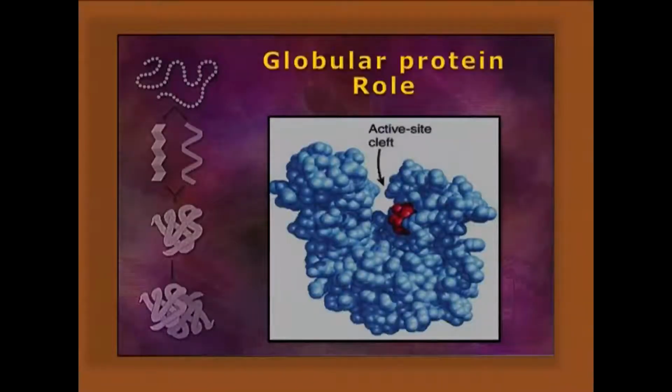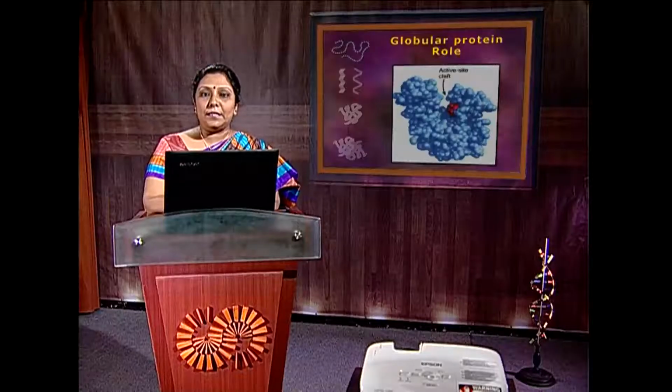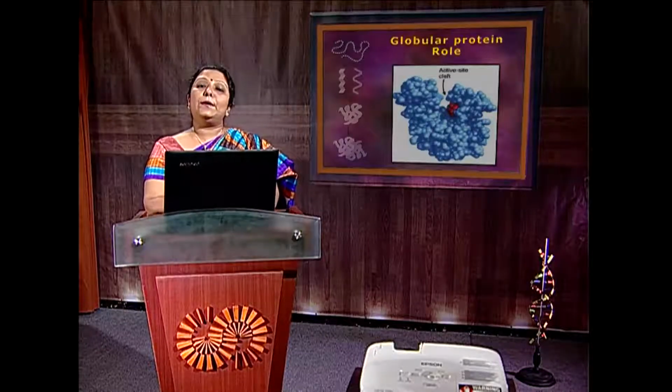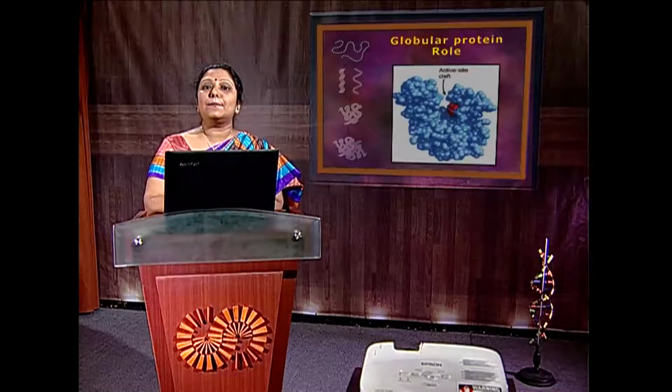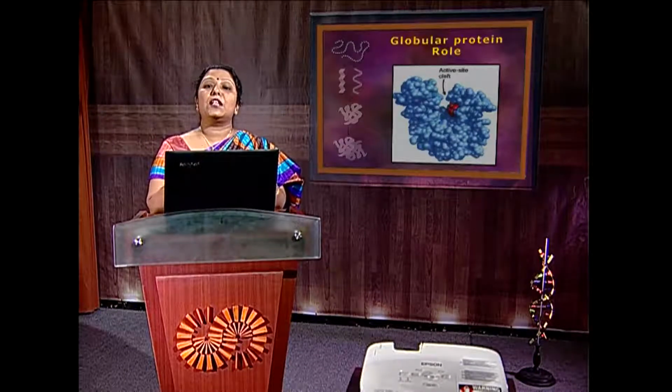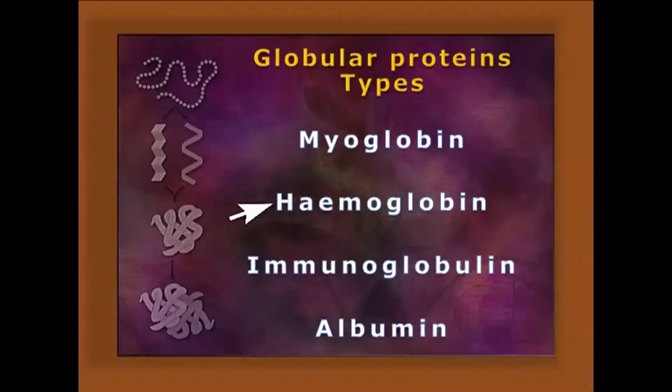Now, globular protein role in the case of enzymes: specificity is given at the three-dimensional site, and the active site is made by a pocket where it can bind with the substrate. Messengers, neurotransmitters and hormones are there. They regulate cellular function, and transmembrane proteins act to transport some specific things. So they have a regulatory role, they act as receptors, etc. Globular protein types: myoglobin, hemoglobin, immunoglobulin, and I will talk about albumin also.